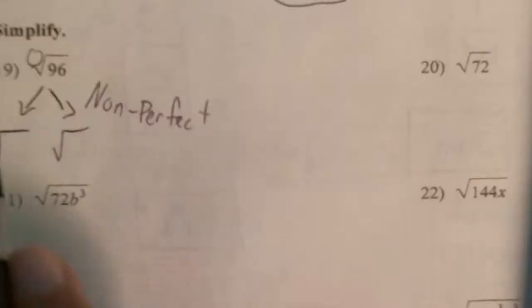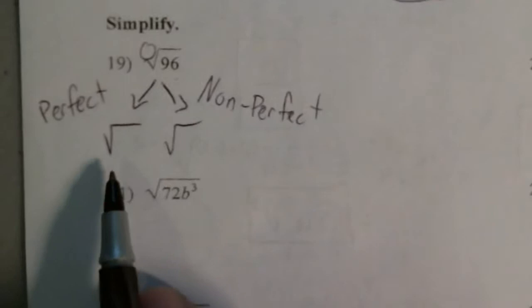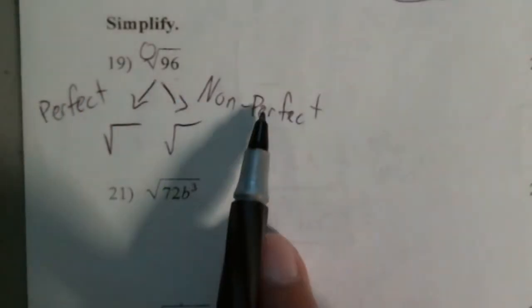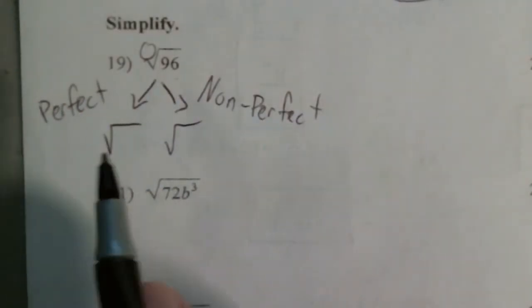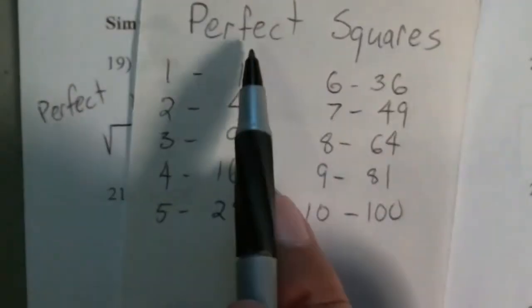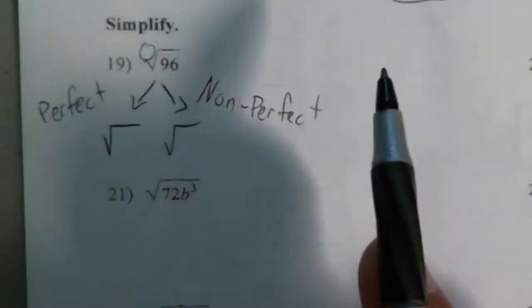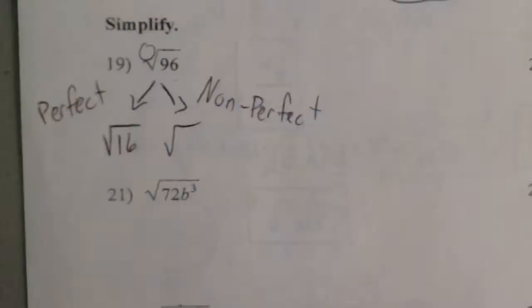Okay, so I'm going to break this down into perfect land, perfect, and garbage, trash, non-perfect. So I'm going to keep my square root symbols with me. Okay, perfect land, non-perfect land. What goes into perfect? 16. How do I know it's perfect? Because I wrote the word perfect right there. 16. That's a perfect square.